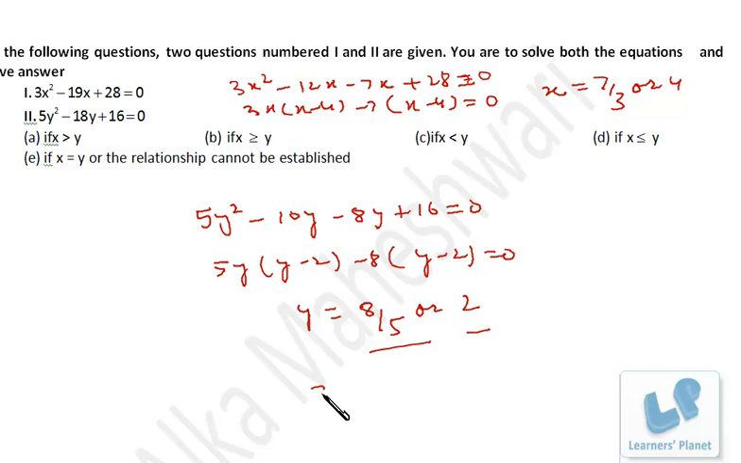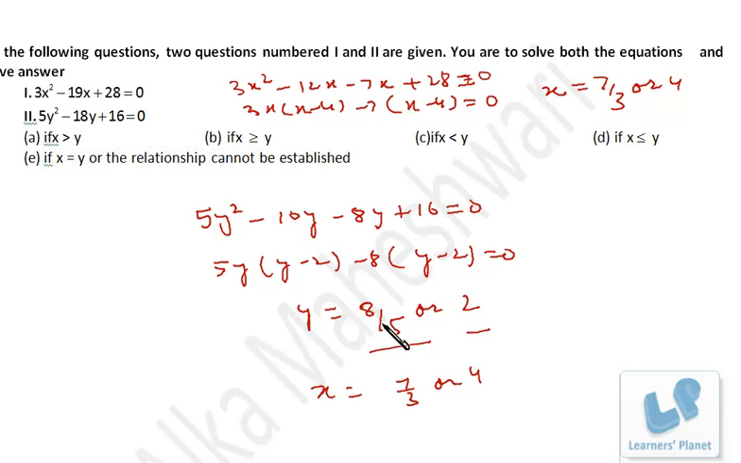Now if you make comparison, x is equal to 7 by 3 or 4, right? See, 4 is greater than both of them, right? 8 by 5 and 2, right? So in that case, x is greater than y. Now, if 7 by 3 is also greater than both of them, then we'll end up marking x is greater than y. So 7 by 3 is definitely greater than 2 because it's 2 point something.